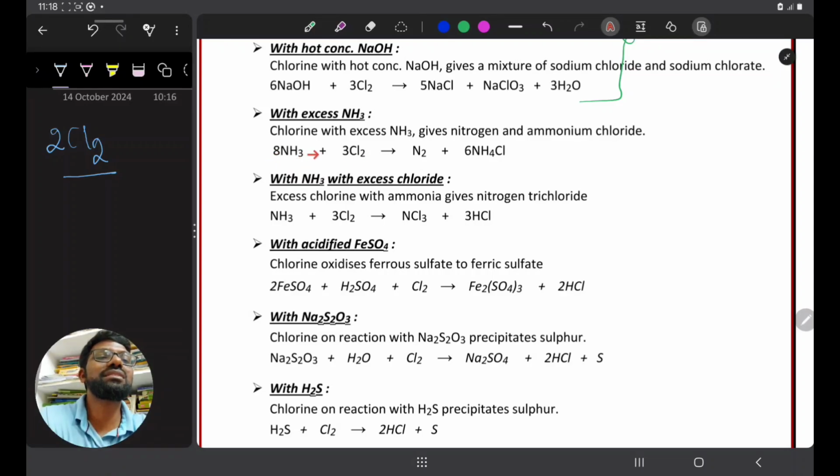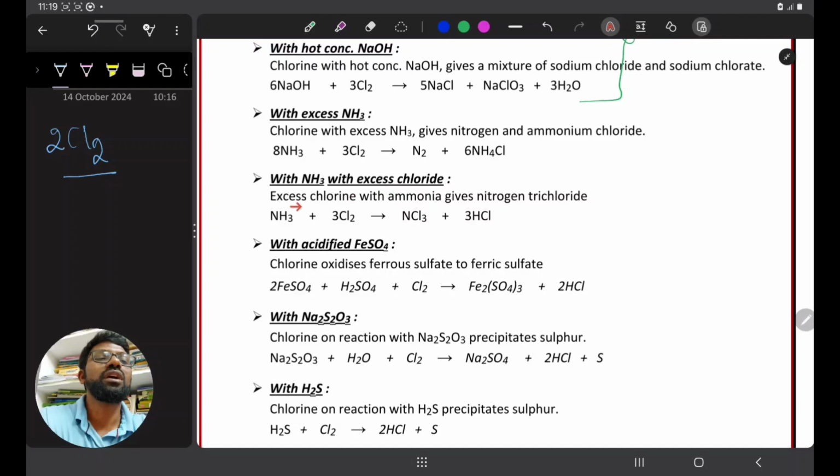So here 6 is common, no? So 6 nitrogens, 6 chlorines, you take 6 common, 6 N and Cl, and 24 hydrogens are there, so 6 4s are 24. So 24 hydrogens. That's it. So a nitrogen molecule and 6 NH4Cl. This is ammonium chloride. Next one, with excess of chlorine. That means ammonia with excess of chlorine. A small spelling mistake is there, so don't worry.